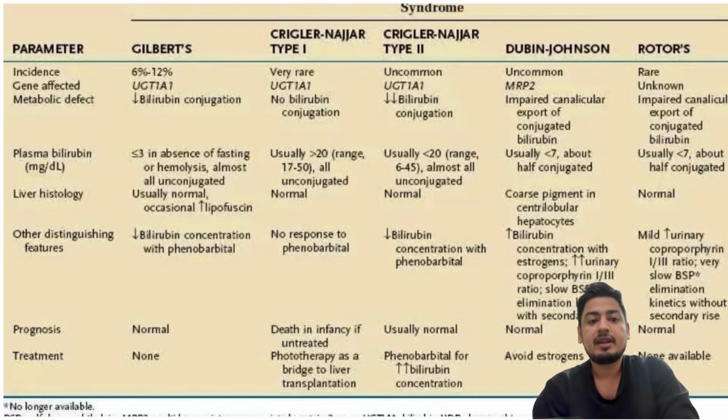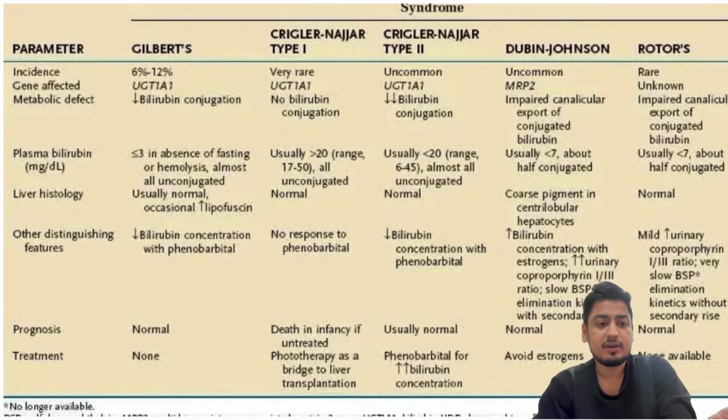So, Gilbert and Crigler-Najjar syndrome both lead to an increase in unconjugated bilirubin, while Dubin-Johnson and Rotor lead to an increase in conjugated bilirubin. So the basic pathology in Gilbert and Crigler-Najjar is a defect in the conjugation, while in Dubin-Johnson and Rotor, there is a defect in the release of the conjugated bilirubin into the bile duct. Now, if in the question there is an increase in unconjugated bilirubin, then the answer would be either Gilbert or Crigler-Najjar. While if there is an increase in conjugated bilirubin, the answer would be from Dubin-Johnson and Rotor. Now we have to differentiate between them.